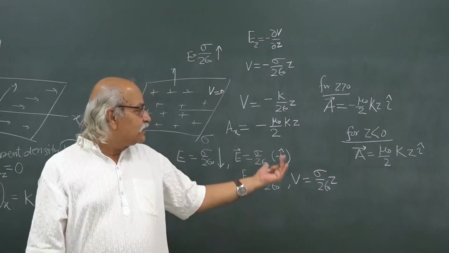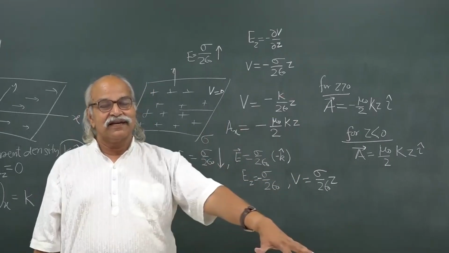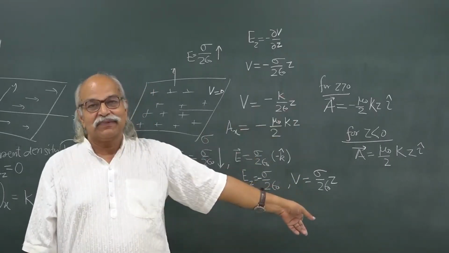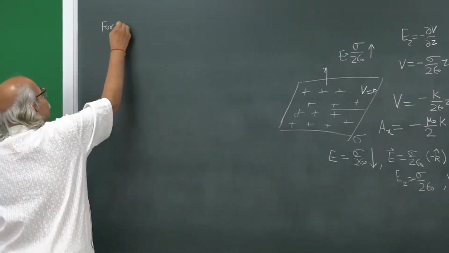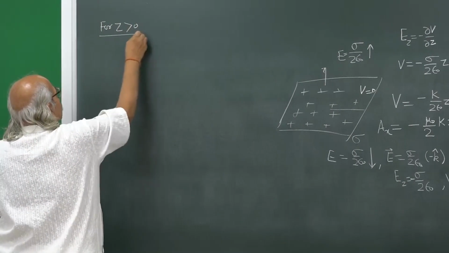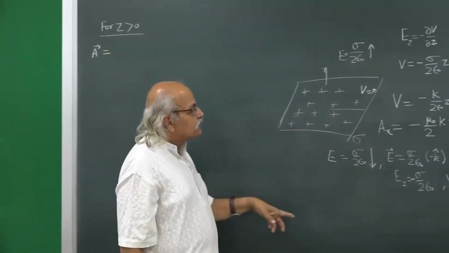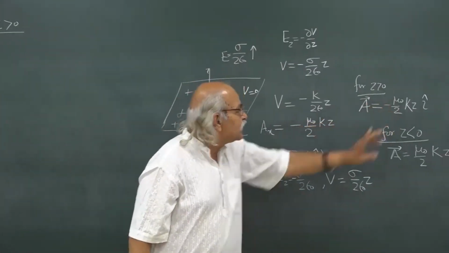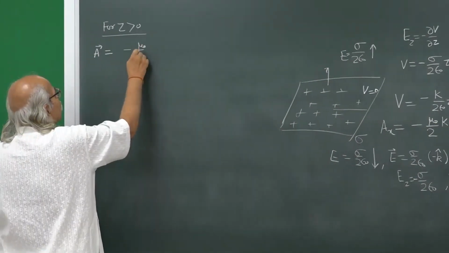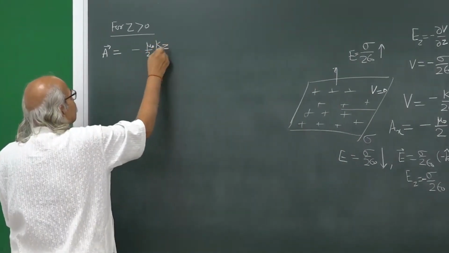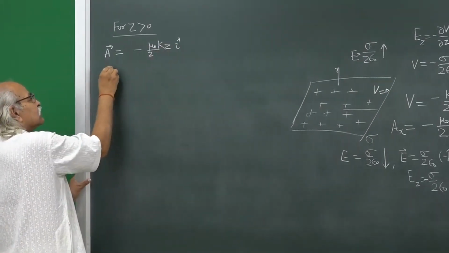Now, let us get the magnetic field due to this surface current using this vector potential. All right. So, let us take that expression for z greater than 0. A for z greater than 0 is minus mu naught by 2, k, z and i cap. B will be curl of A.